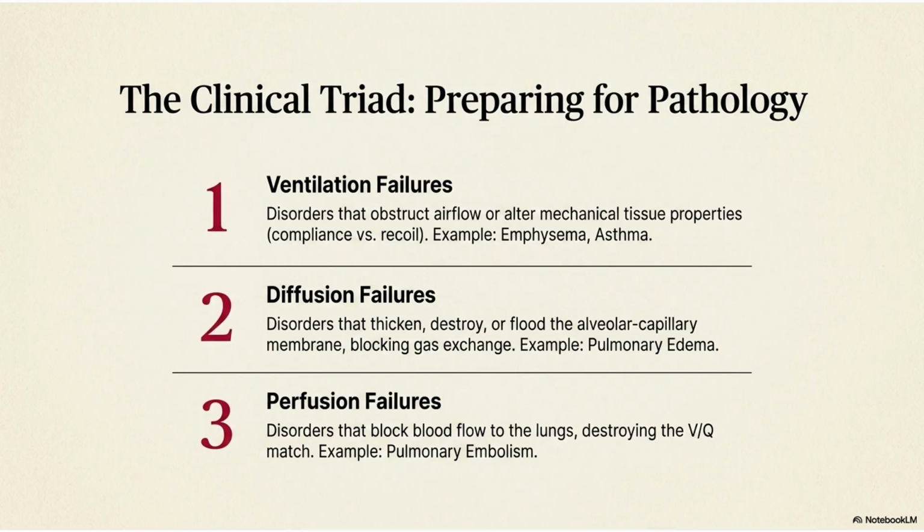Now, when preparing for pathology, we characterize failures into a triad. Okay, we have ventilation failures, obstruction, or tissue property changes, for example, asthma and emphysema. So these are all ventilation failures. Diffusion failures are disorders that thicken or flood the exchange membrane. So for example, pulmonary edema is a diffusion failure.